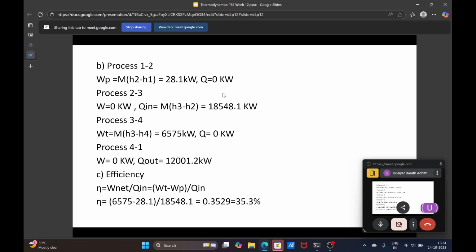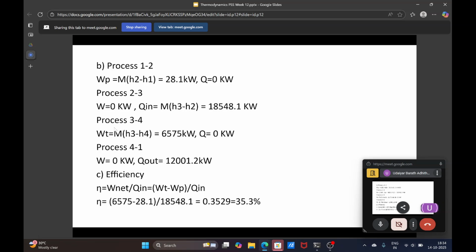Similarly, process 2 to 3 is the heat addition process. In this case, your work done is 0, and heat addition is mass times H3 minus H2. So that comes to be 18,548.1 kilowatts. So that is the heat which is being added to the cycle.